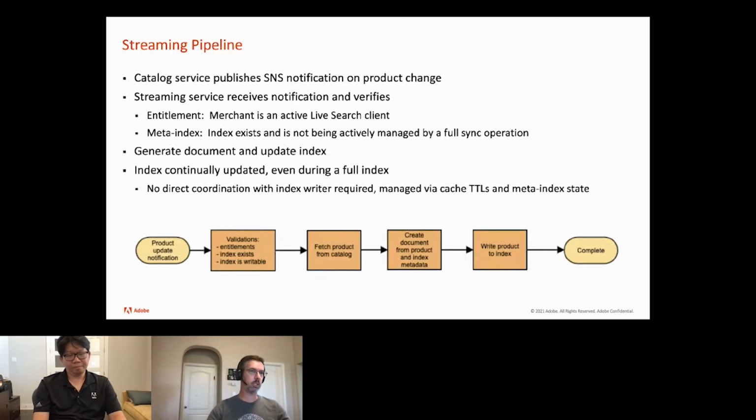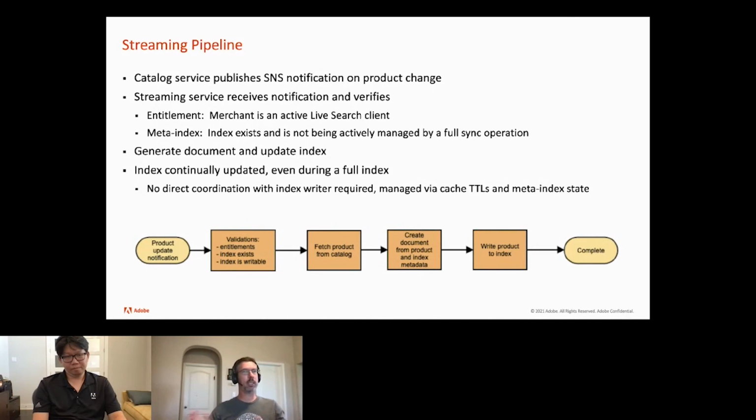They're not just for the purpose of consumption by LiveSearch. So first we need to verify, is this even a LiveSearch client? And if it is, we need to go against meta index and check, does this index exist? And like I said before, are we in that critical moment where we're paused because there's a full sync swap going on? If all of those are satisfied, then we generate a document and we update the index.